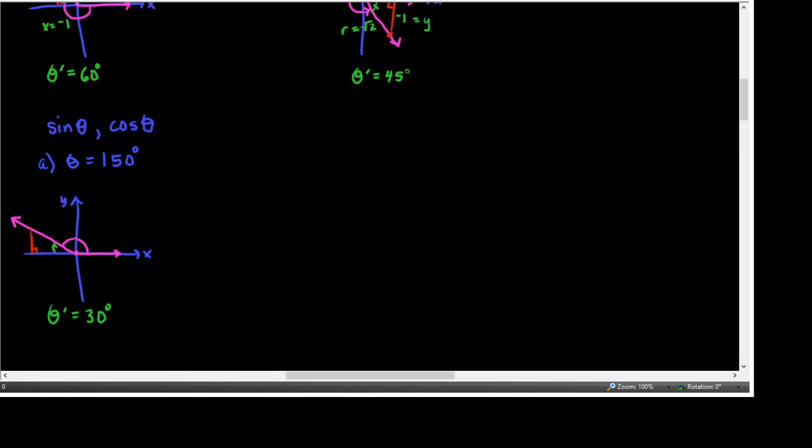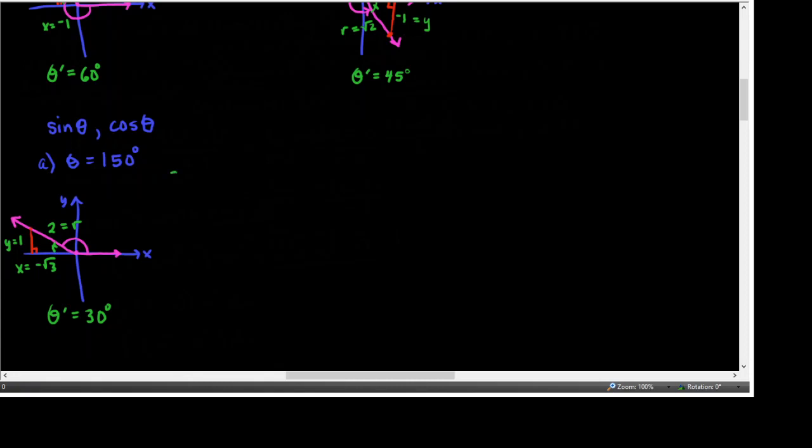Since that's 30 degrees, across from it, since it's the short side, is 1. The other leg, the hypotenuse is 2. The other leg is square root of 3. R is always positive. Y, 1 is above the x-axis, so y is positive 1. The x is to the left of the y-axis, so that means that we're going to assign a negative value to that x.